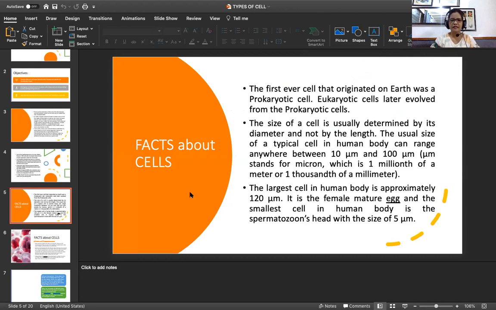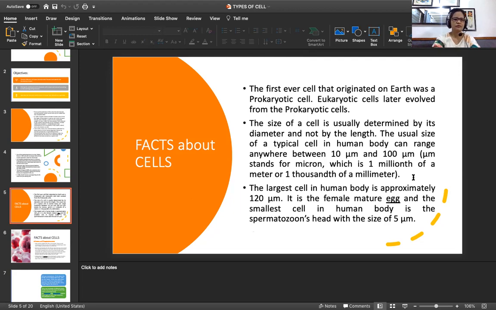The size of a cell is usually determined by its diameter and not by its length. That's why there's a relationship between the surface area and the volume. The usual size of a typical cell in the human body can range from 10 micrometers to 100 micrometers. A micrometer, or micron, is one millionth of a meter or a thousandth of a millimeter.